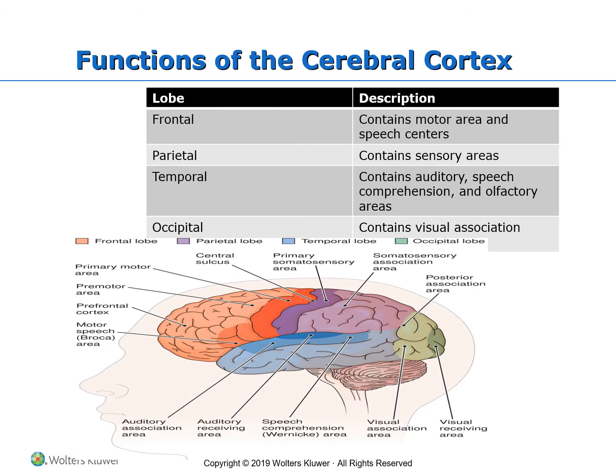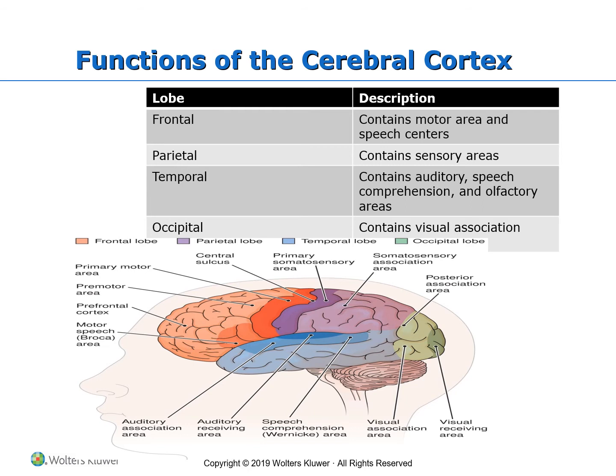In addition, posterior to this area, we have what is called the posterior association area. It's a light green on your picture. This area will accept and integrate information from all the sensory association areas and some memories in order to construct what is called an integrated view of the world.